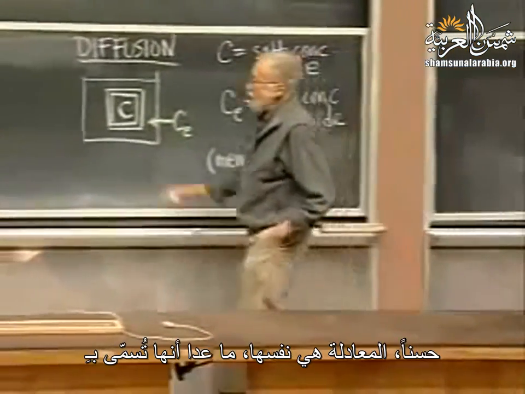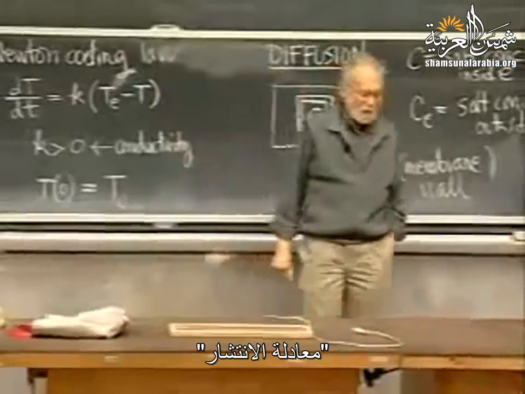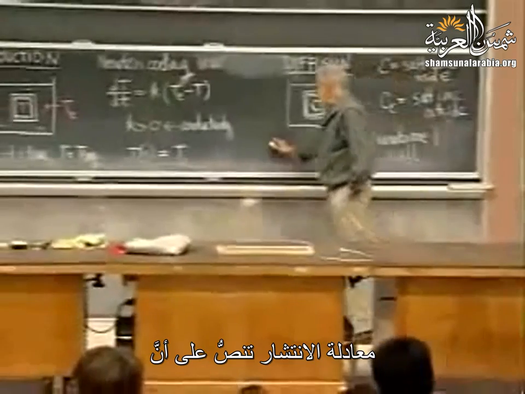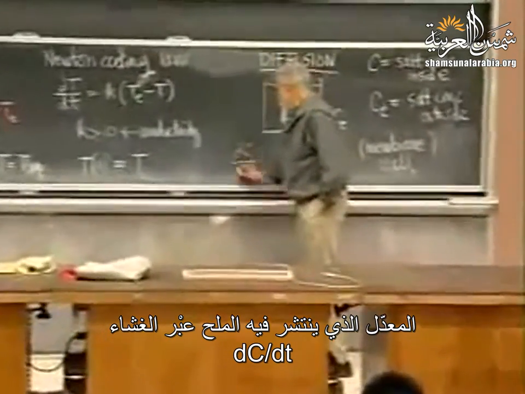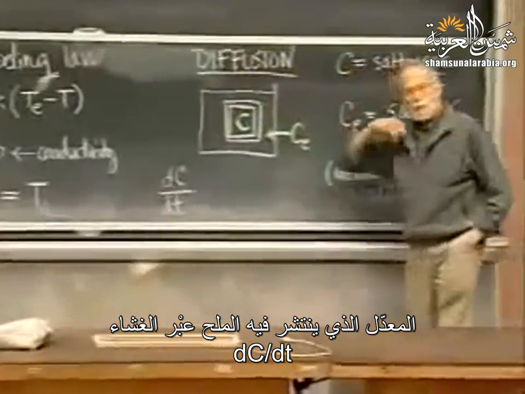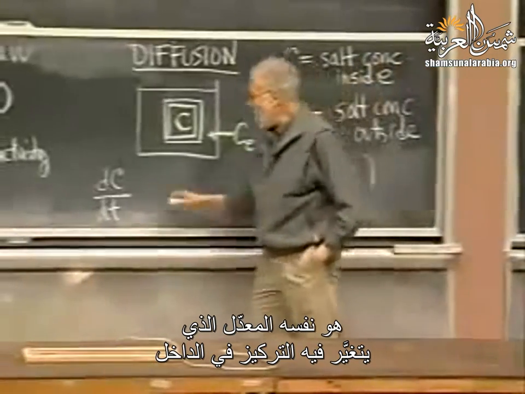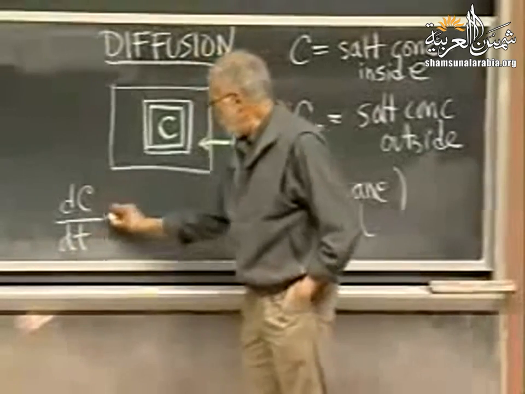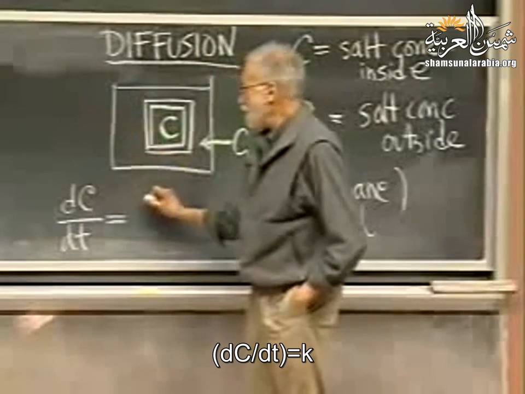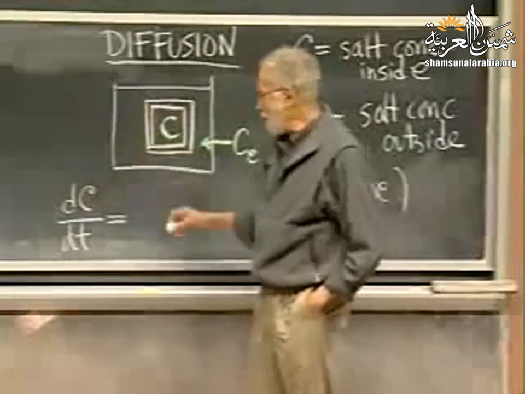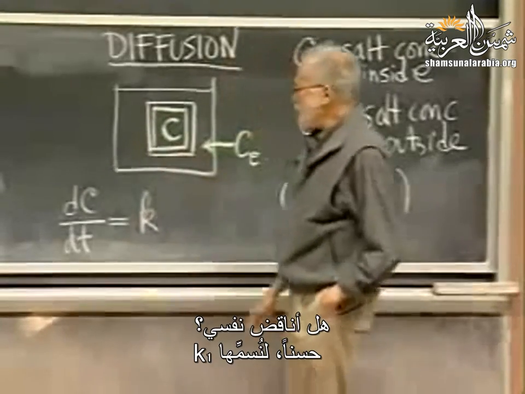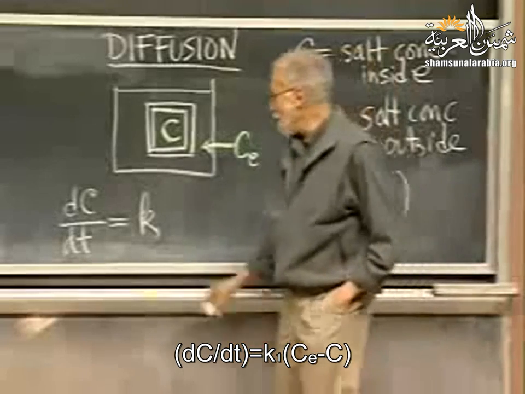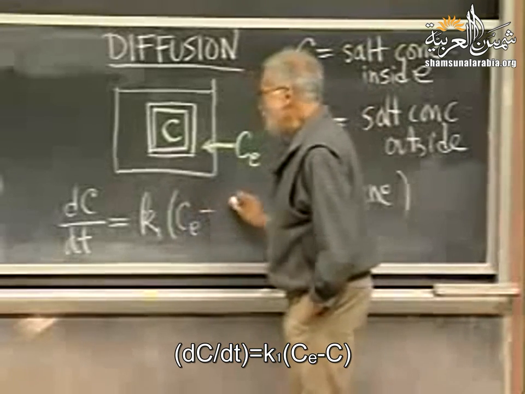Now, what's the equation? Well, the equation's the same, except it's called the diffusion equation. I don't think Newton got his name on this. The diffusion equation says that the rate at which the salt diffuses across the membrane, which is the same up to a constant as the rate at which the concentration inside changes, is some constant, usually called K still. Okay. Do I contradict myself? Yeah, okay. Let's keep calling it K1. Now it's different. Times CE minus C.